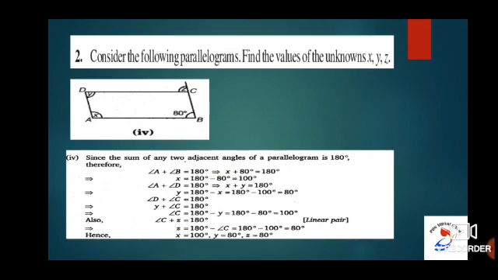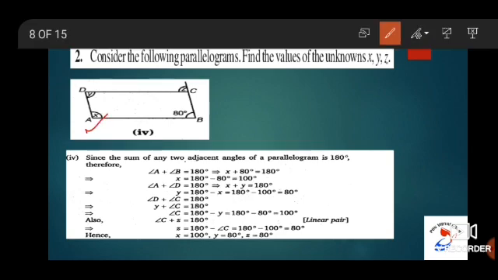Now it is subdivision 4 of the second problem, that is a parallelogram. You have to find the unknown values x, y and z. We are going to use the adjacent angle property again. Angle A plus angle B is equal to 180 degrees. That is, x plus 80 is equal to 180 degrees. Therefore, the value for x is 180 minus 80, that is 100 degrees.